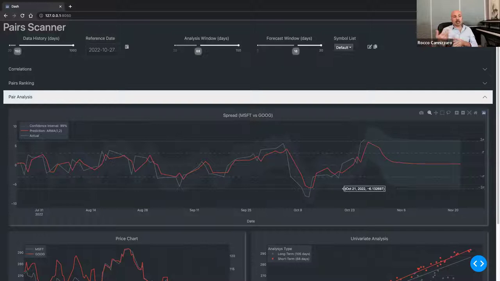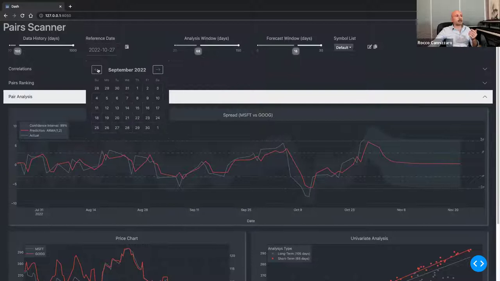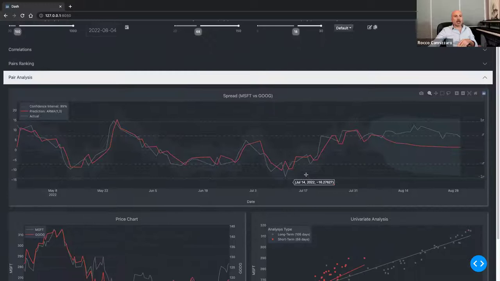You can also look at the past and see whether it was true that when it went above, it came back or not. So you can have this information. But another thing you can do is also backtest this, because I can change my reference date to a point in the past. Let's say August or whatever, just pick a date. What this is doing is positioning back in time to that particular point in time. And it's showing me that at that point in time, the spread was about one standard deviation away. As you can see, now we have real data, because the gray point is showing me what the actual spread did afterwards, and the red one was the prediction.